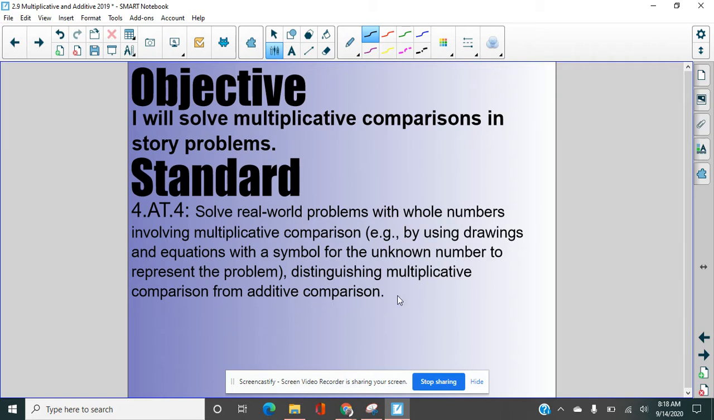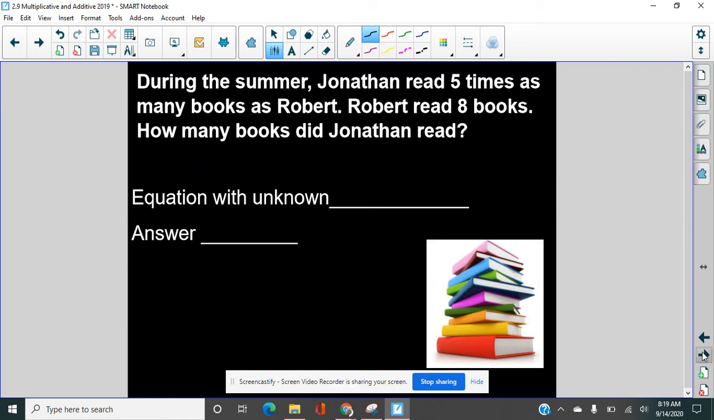So we need to be responsible for thinking, do I need to multiply? Do I need to add? How will I solve this? So let's look at sample problems of all of these types. During the summer, Jonathan read 5 times as many books as Robert. Robert read 8 books. How many books did Jonathan read?